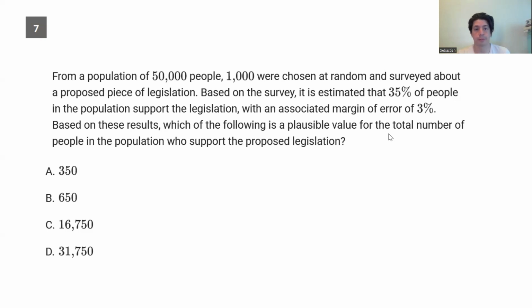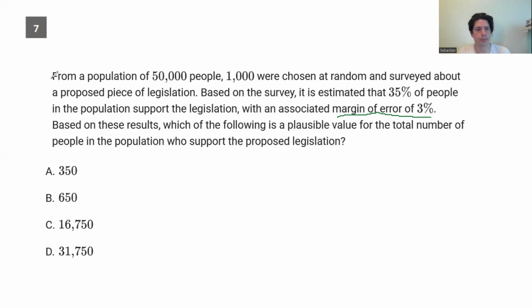So number 7 is from a population of 50,000 people, 1,000 were chosen at random and surveyed about a proposed piece of legislation. Based on the survey, it is estimated that 35% of people in the population support the legislation, with an associated margin of error of 3%. Okay, that could be important. Based on these results, which of the following is a plausible value for the total number of people in the population who support the proposed legislation?